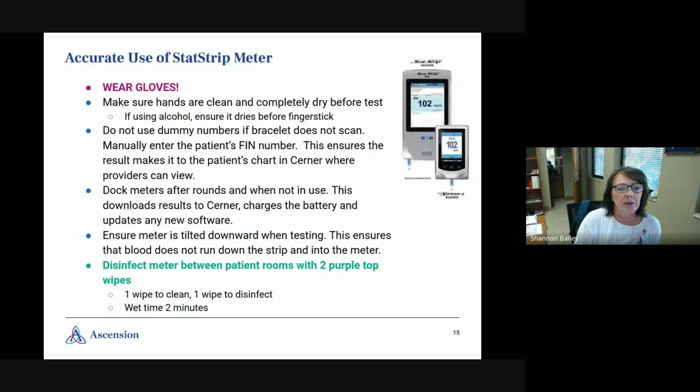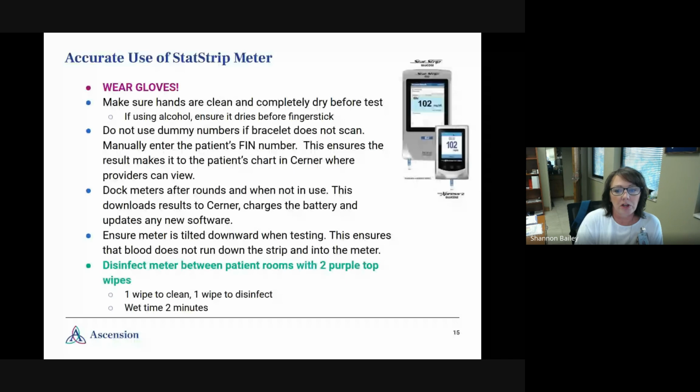So make sure the patient's hands are clean and completely dry before you test. And if you're using alcohol to clean the fingers, make sure that it is completely bone dry before you poke the finger. If it's not, what's going to happen is the alcohol or any water that's on the patient's hand is going to dilute the blood and therefore affect the accuracy of the test.